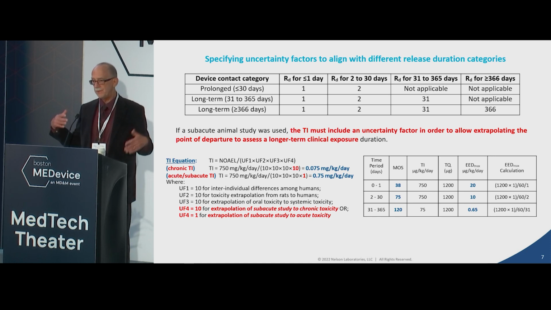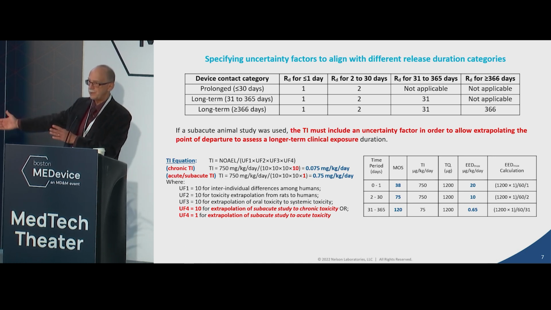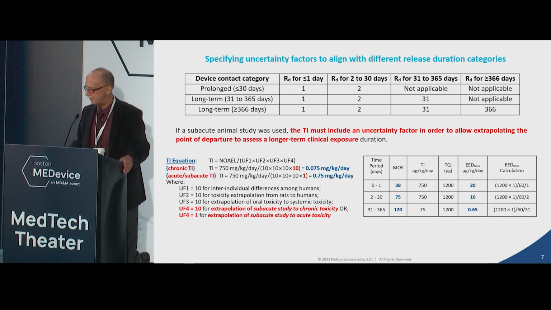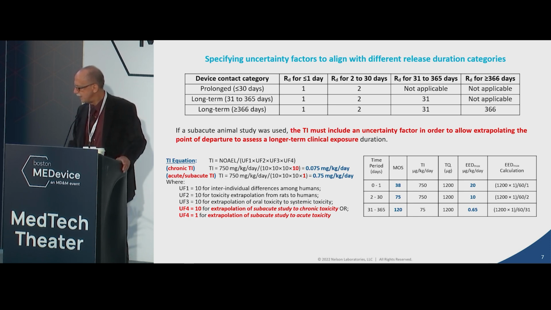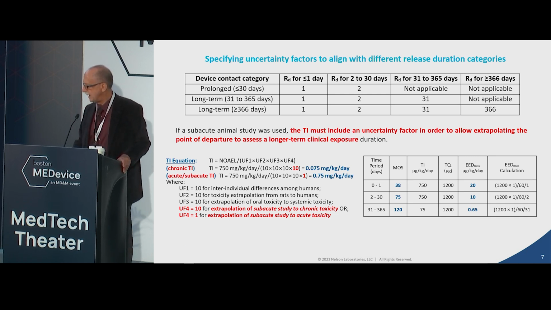However, if you're going to use that short-term study to assess the long exposure beyond 30 days, like for a permanent implant, you have to use an extra safety factor of 10, because maybe that long-term exposure is more toxic than a short-term exposure at the same dose. So you can see with this example on the right, typical, just conceptually, the tolerable intake is very high for the short-term exposure, and then it becomes 10 times more stringent to assess the 31 to 365 days.